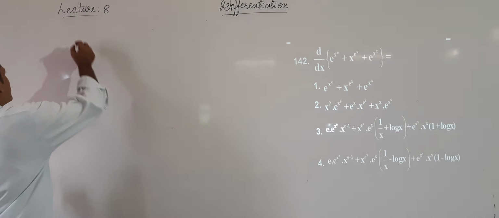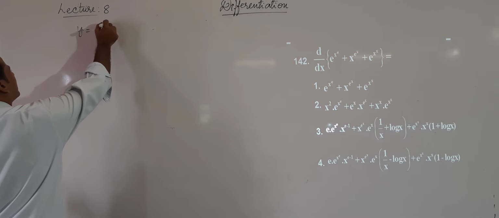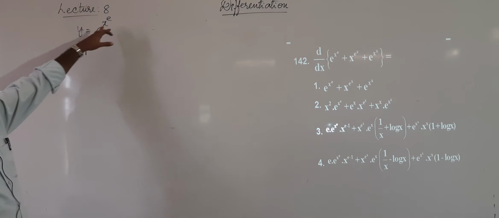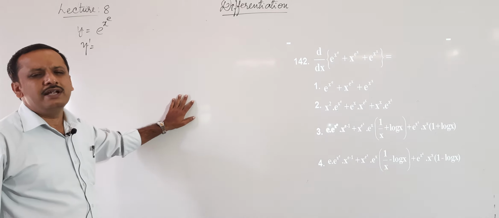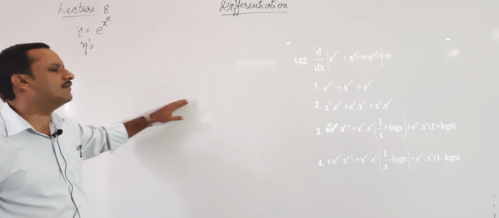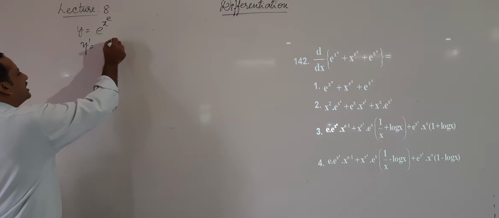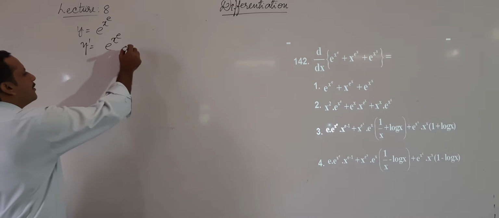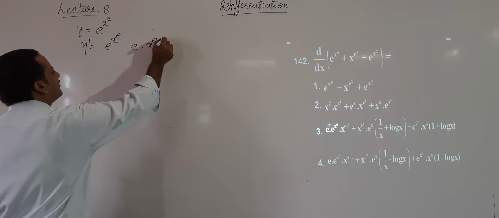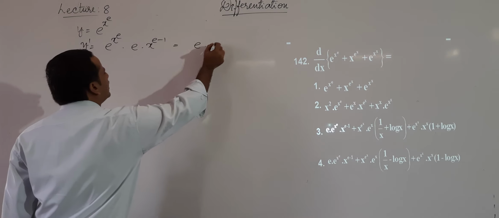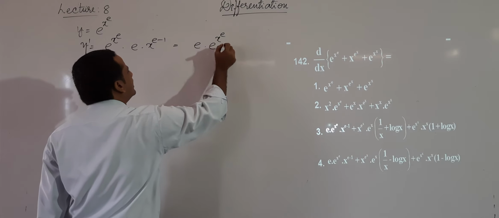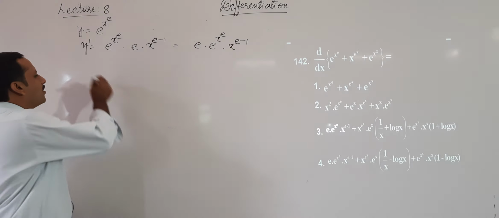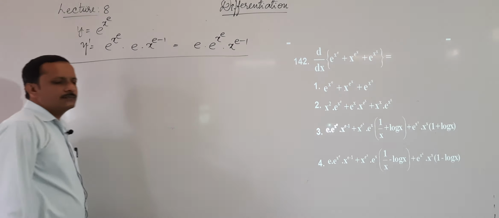Okay, so first problem I will take, let y is equal to e power x power e. Now y dash is equal to the derivative of e power x power e, it is just like e power x. Derivative of e power x is e power x itself. So derivative of e power x power e is e power x power e into the derivative of x power e. What is the derivative of x power e? e into x power e minus 1. So this is equal to e into e power x power e into x power e minus 1. Okay, this is the derivative of the first term, right?